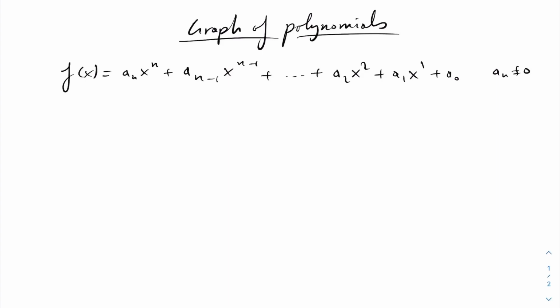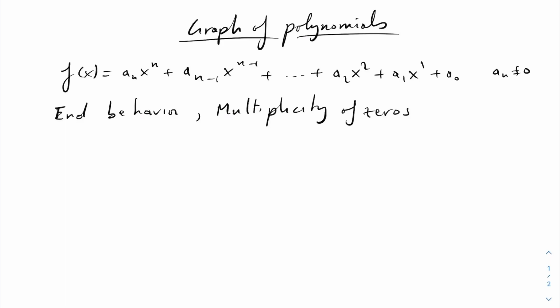Alright, and if you would like to know more about what polynomials are, I recommend that you check out my note 4, where I talk just about that. Okay, so to draft a polynomial, we're going to be looking at a few things. We're going to be looking at the end behavior of the function. We're also going to be looking at the multiplicity of the zeros, also known as the x-intercepts, and we're going to look at the y-intercept as well.